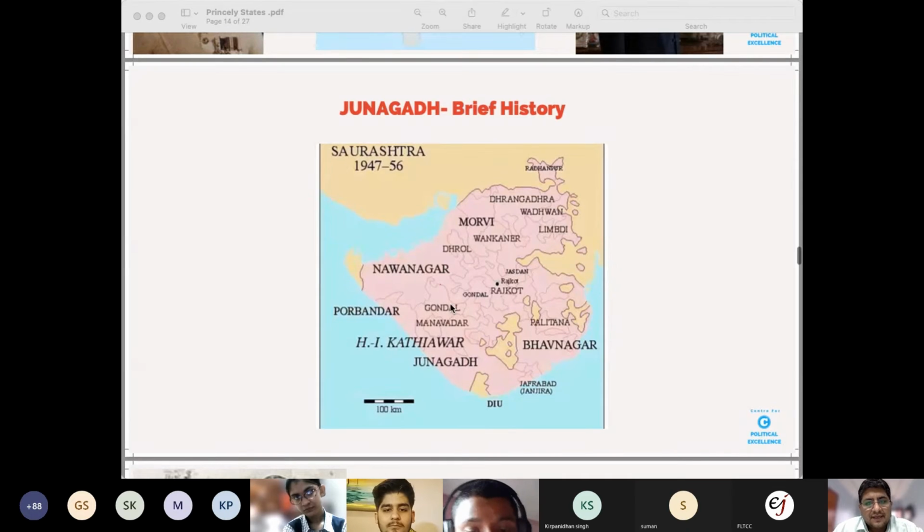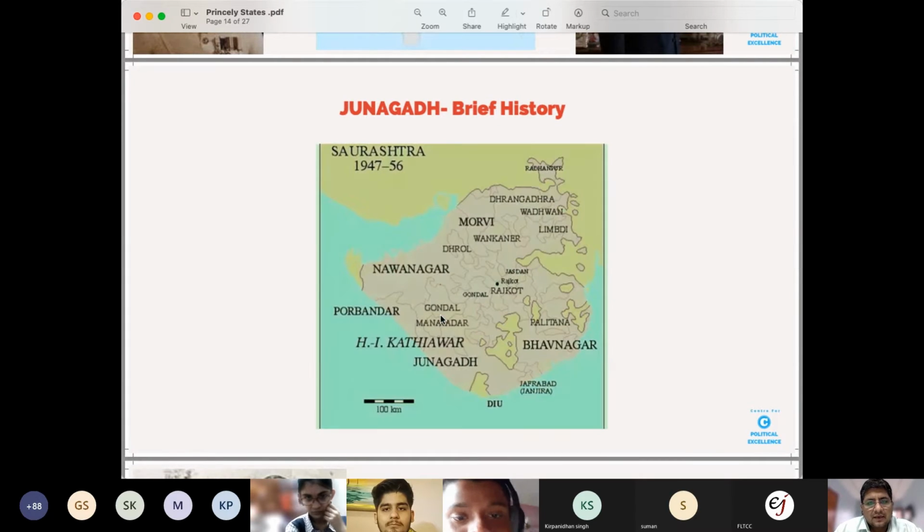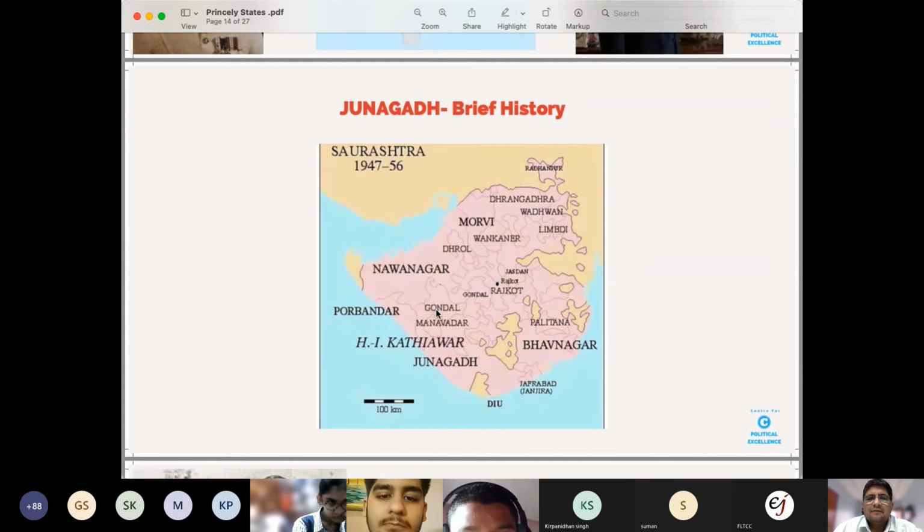And let me zoom this area. That is the area called Gondal. I hope you all can see there is the word that is written Gondal and Manavdar. Now this Gondal is the princely state from where the forefathers of Muhammad Ali Jinnah belonged, and Jinnah had some kind of emotional connection also to this place.